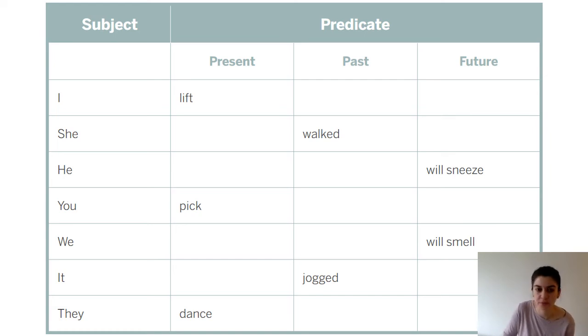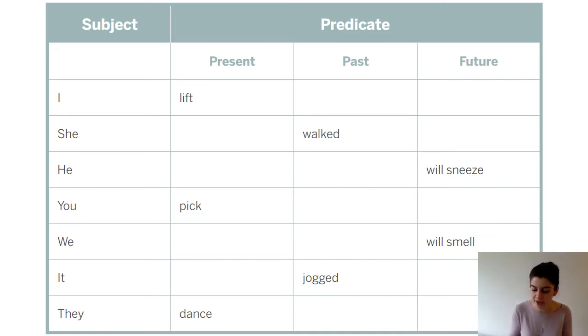The next subject we have is we, and they give us the future tense verb will smell. Let's turn that into a present tense verb. Get rid of the will. We smell the flowers.